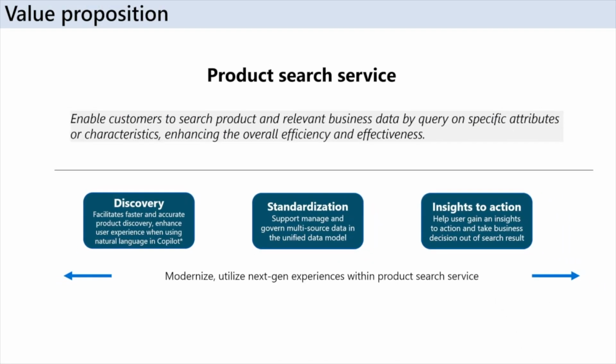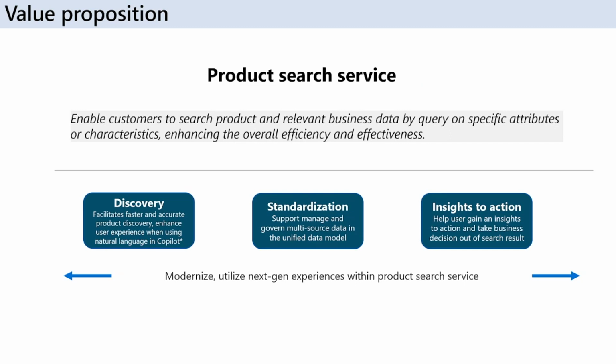We provide a product search service in inventory visibility. The definition of what we want to achieve is to enable our customers to search products and the relevant business data by querying on a specific attribute or characteristic combination, enhancing the overall efficiency and effectiveness.